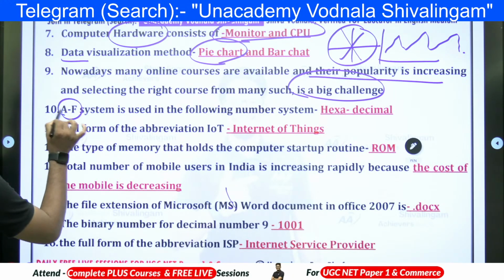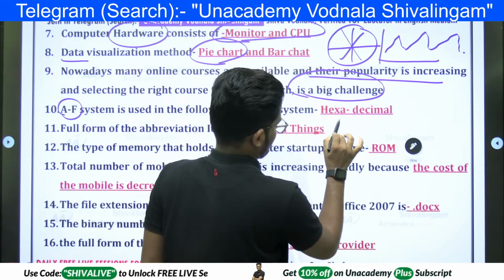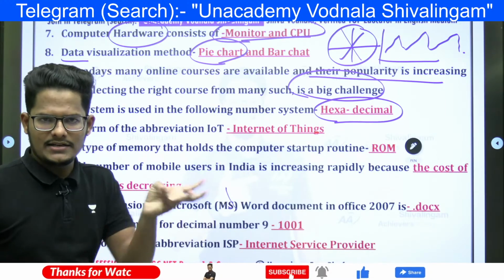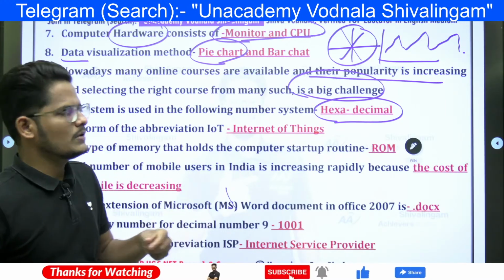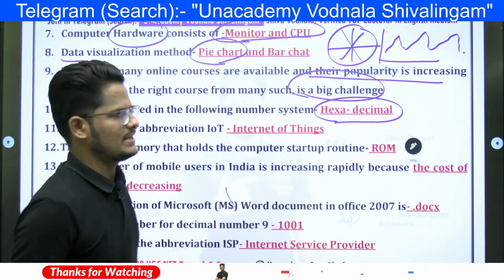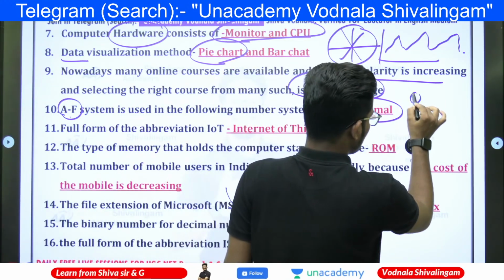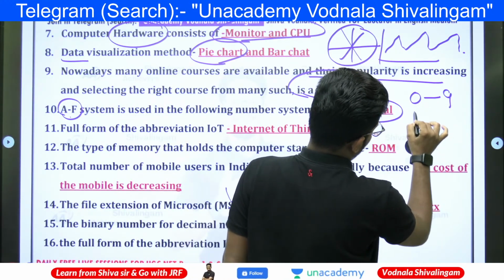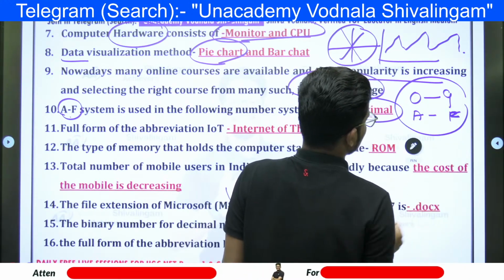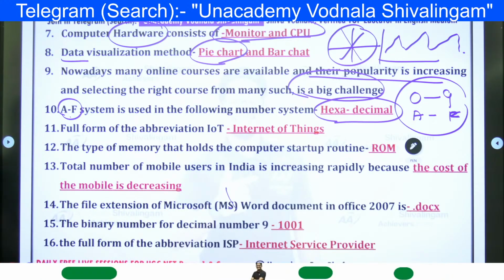A to F. Sorry, this is part of the hexadecimal. Like binary is 0 and 1, only 2. And decimal will be 10. And hexadecimal will be 16. But 16, A to F, how will it be there? 0 to 9 and A to F it will be. That is a part of the hexadecimal.